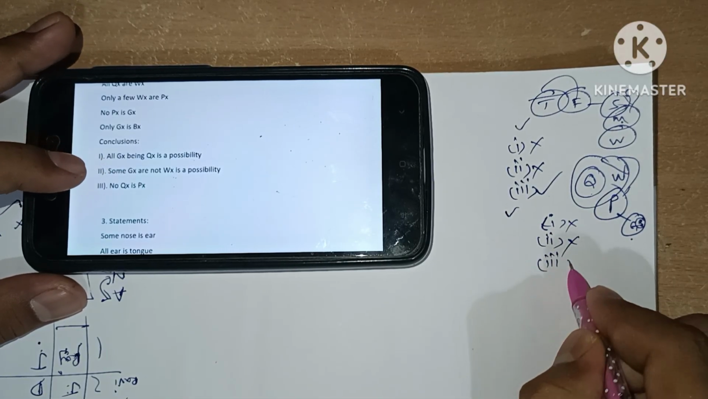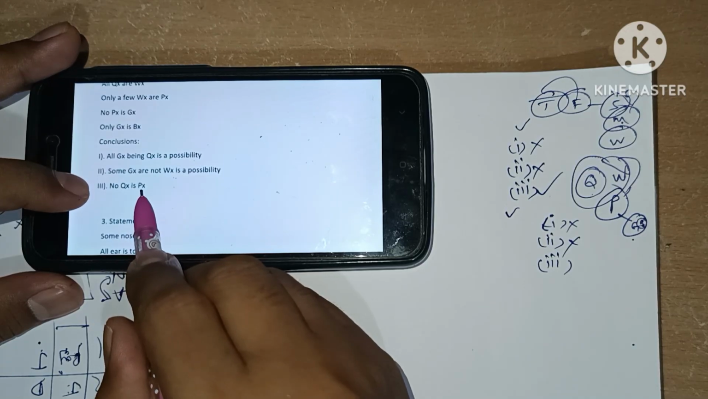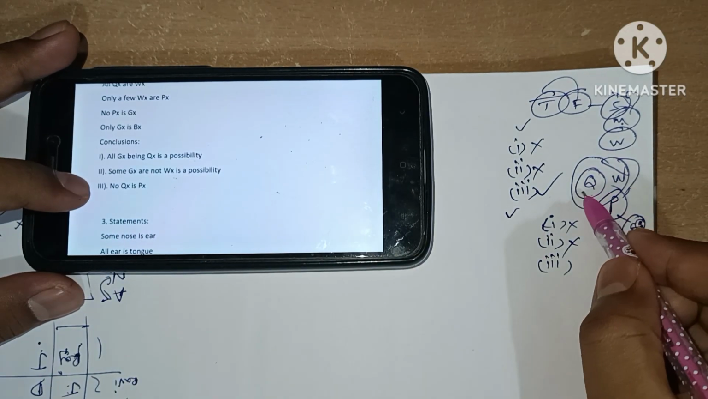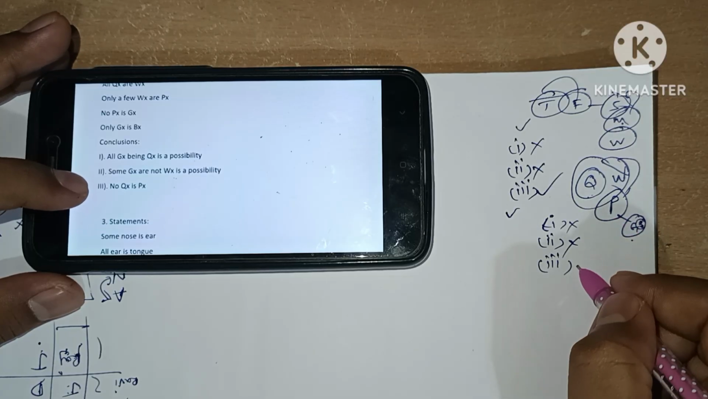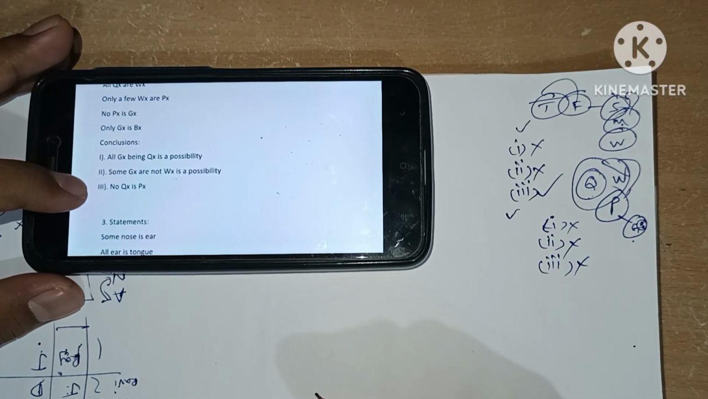Third one. No Q is P. Some Q can be P. Some part of Q can share with P. It is possible. So some case possible means no case will be false.